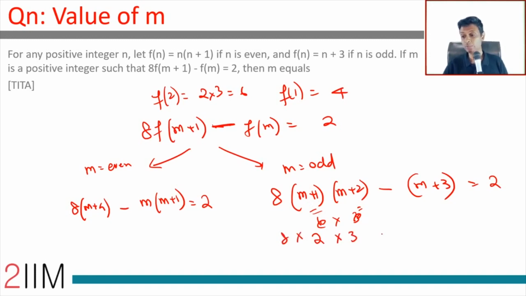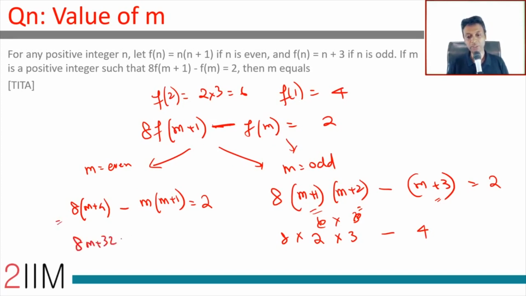8 into 2 into 3 minus 1 plus 3, 4. This is way more than 2. This is a product of two consecutive numbers that will keep on going bigger and bigger. So gut feel tells me this is not going to work out. This will probably work out.